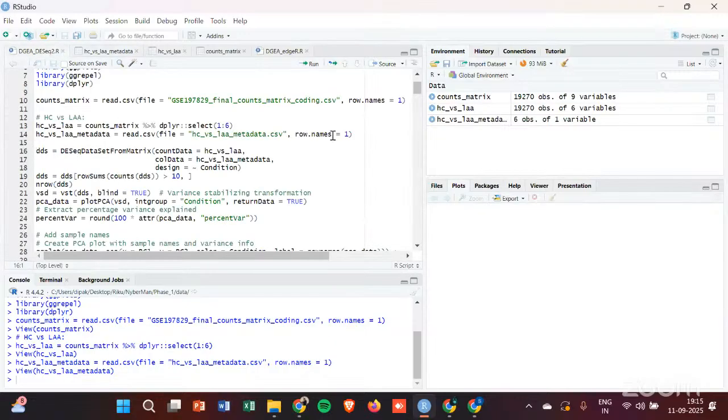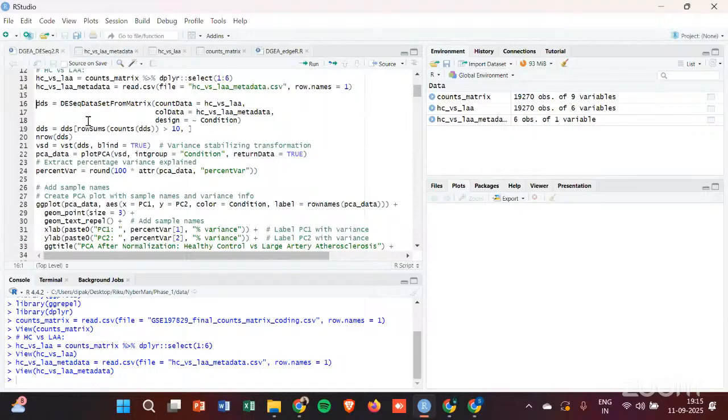So once you have loaded all of these, we will now create the DESeq2 data object. For that, we use the function DESeqDataSetFromMatrix. In the count data, we will give it HC versus LAA, which is our counts matrix. In the column data, we will give it the HC versus LAA metadata, which is our metadata matrix. And the design, we will give it as tilde condition.